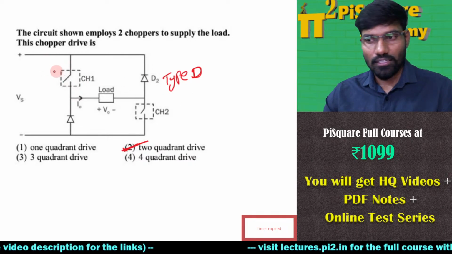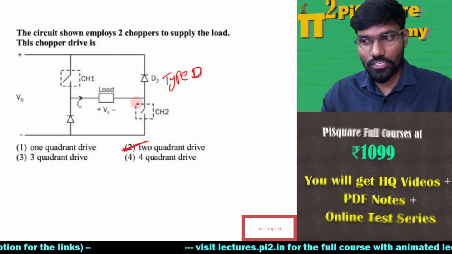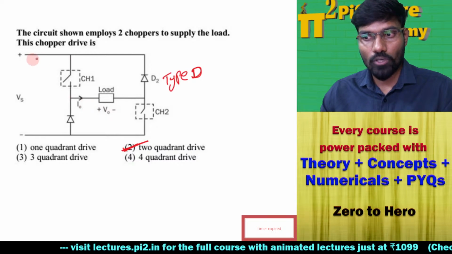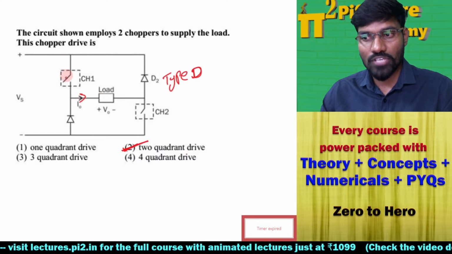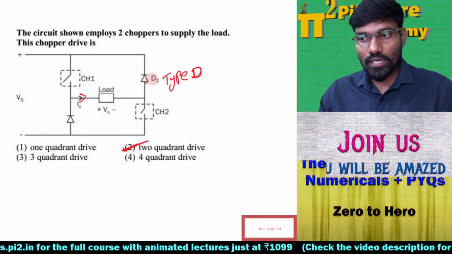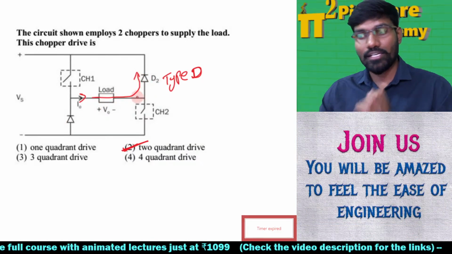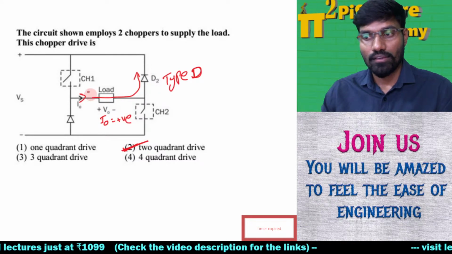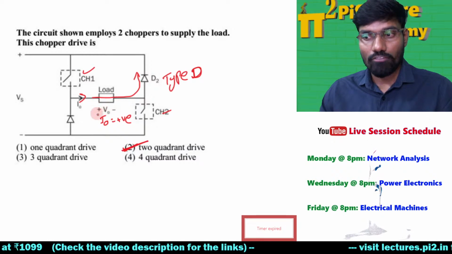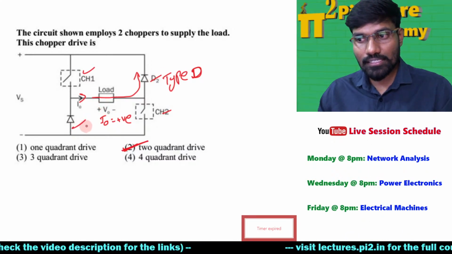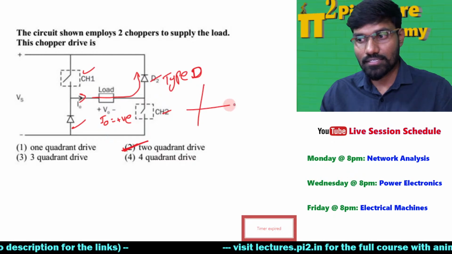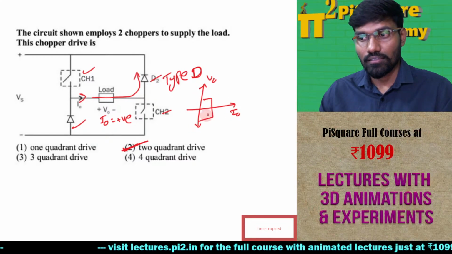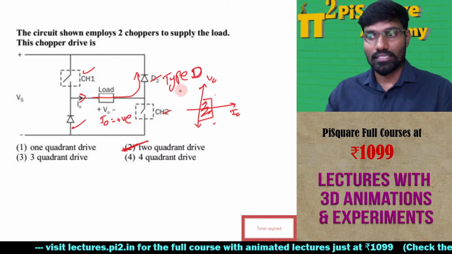Careful here. When you have these two closed, this voltage V0 will be positive, and current flowing will be in this direction. And when these two are conducting, current will still flow in the same direction. So current I0 is always positive. When this and this conducting, V0 is positive. When this and this conducting, V0 is negative. Means first and fourth quadrant, type D.